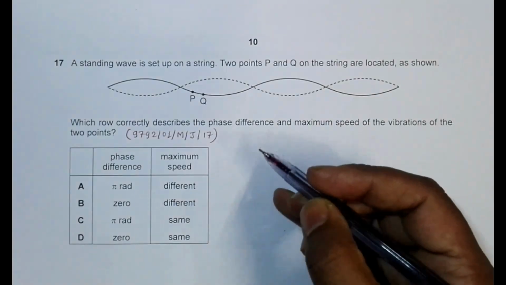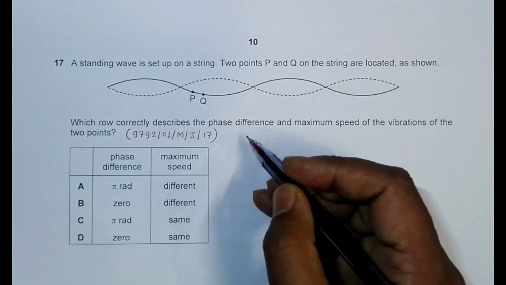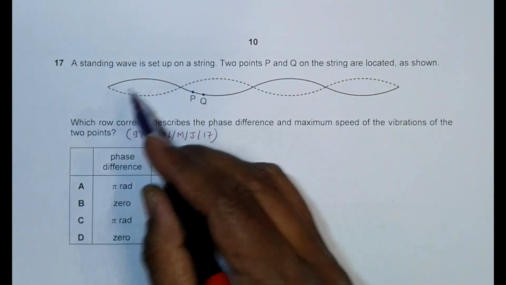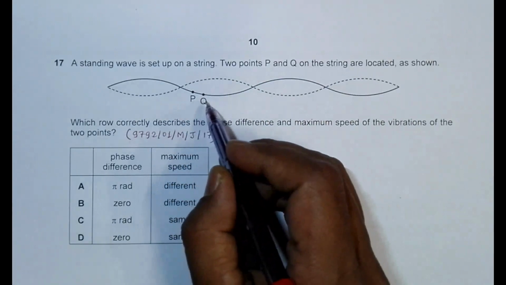Hello folks, this is also a question from another board, of course useful for you. This is concerned with stationary waves actually. The question says a standing wave is set up on a string, so these are the waves. Two points P and Q on the string are located as shown.